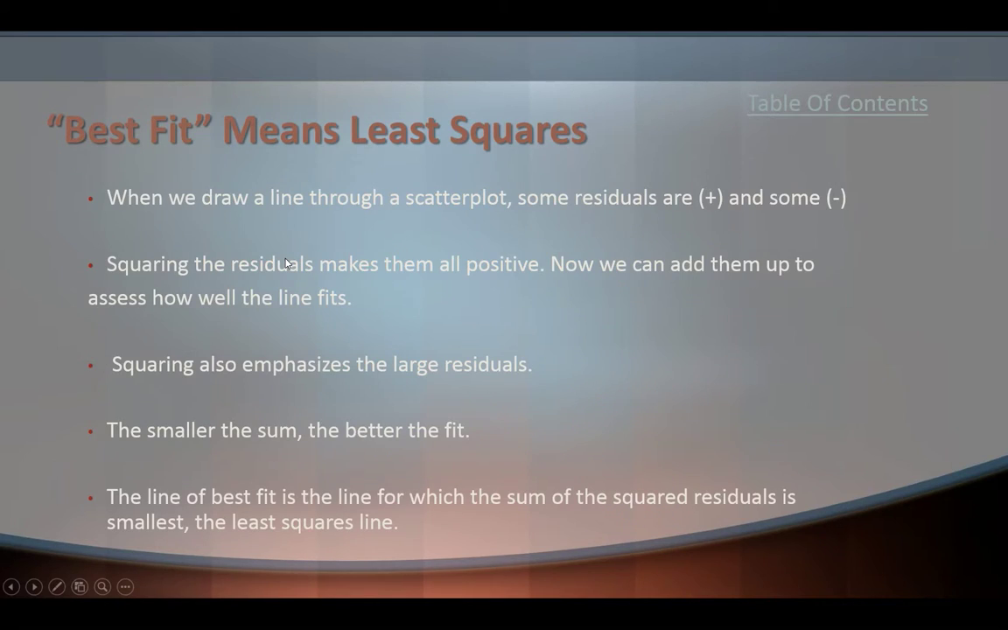Then least squares. Best fit means least squares. When we draw a line through a scatter plot, some residuals are positive and some are negative. Squaring the residuals makes them all positive, so now I can add them up to assess how well a line fits. Squaring also emphasizes the large residuals. The smaller the sum, the better the fit. The line of best fit is the line for which the sum of the squared residuals is the smallest, the least squares line. So that's where that comes from.